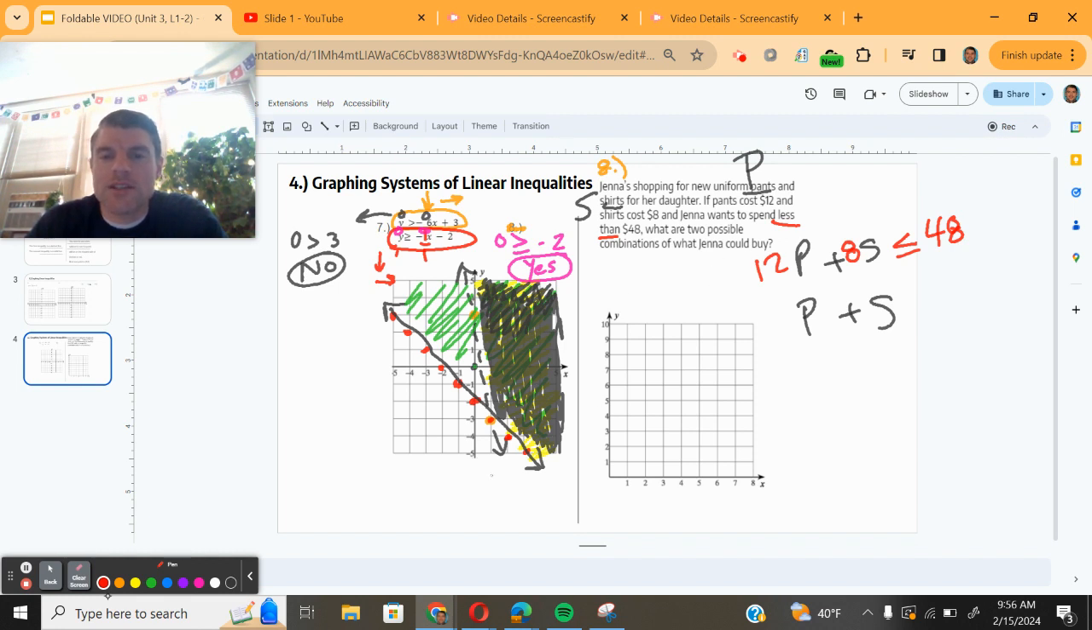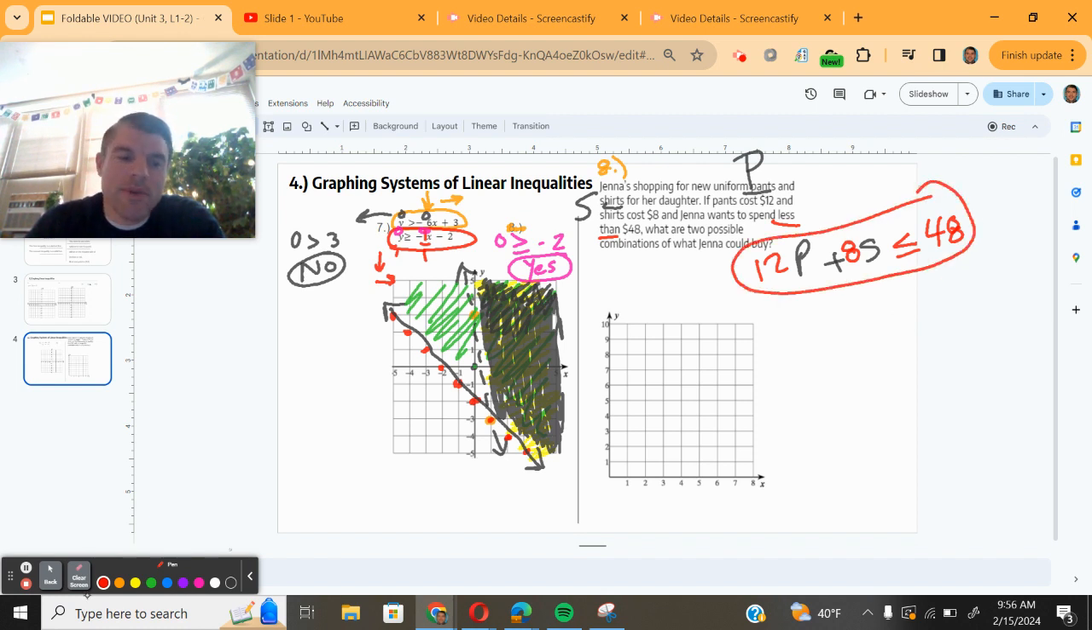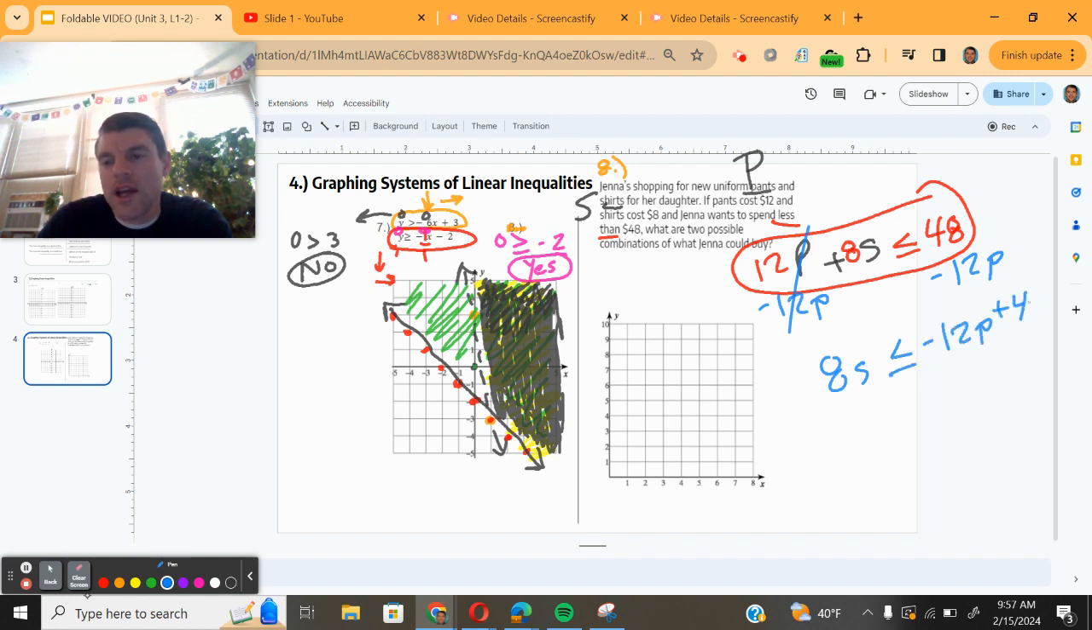Okay, so this is not a system actually because they don't say how many of each does she buy or anything like that. So it's just going to be one. So that's what you write. But now this is the problem. It's not set up where y equals mx plus b. So we're going to have to subtract 12p on both sides. 8s is less than or equal to -12p plus 48.